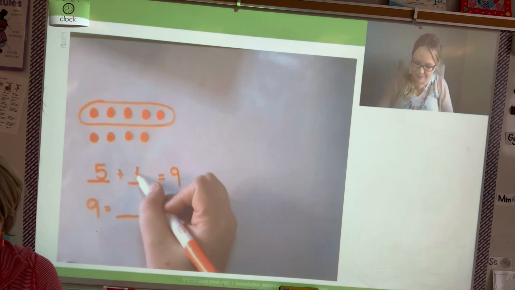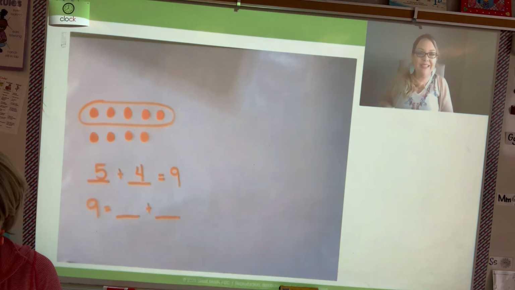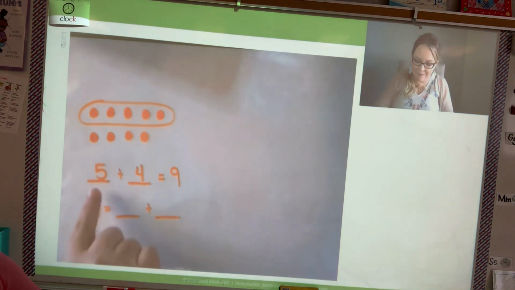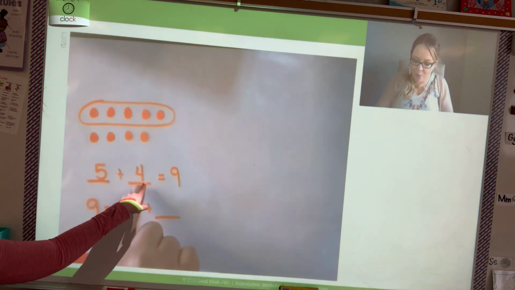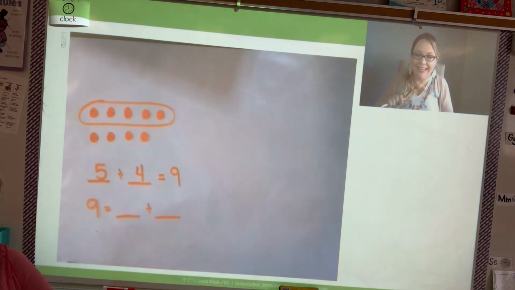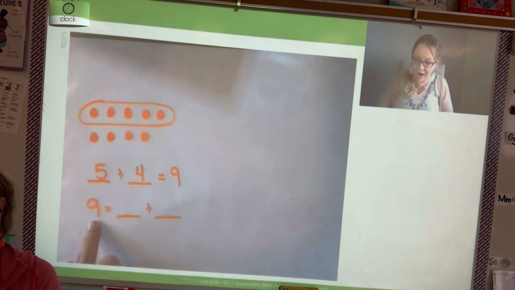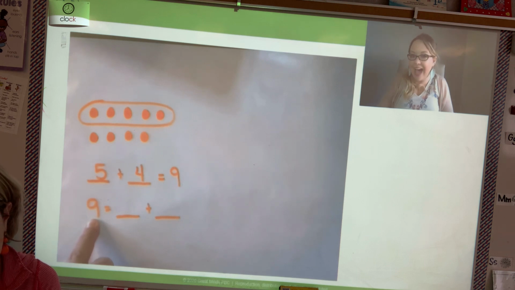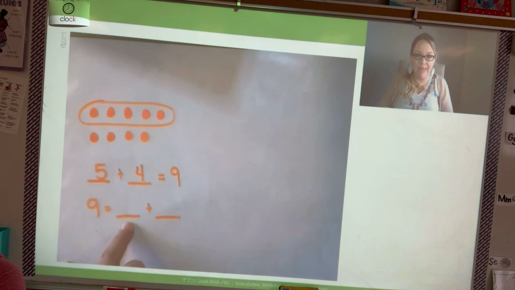4. Let's read this number sentence. Let's read it with her. 5 plus 4 equals 9. Very good. Now we're going to start with our whole number, or the total number of dots we have, which is 9. So what should I write in this blank?